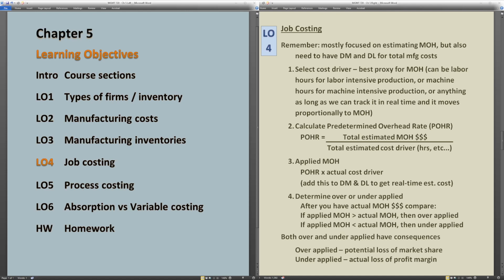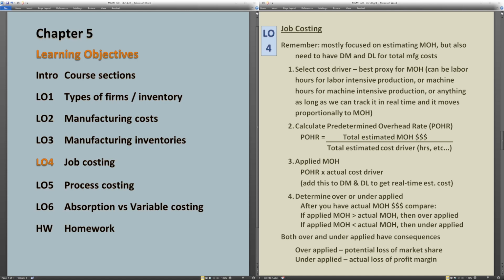And remember, direct materials and direct labor are fairly easy to trace, and so we know those in a timely fashion. Most of our work is going to be focused on estimating the manufacturing overhead, because some parts of manufacturing overhead come in later, such as insurance expense or depreciation or other things like that. We may not know those for many months after we need to know the total cost to be able to sell it. So our job costing method is going to be focused mostly on estimating manufacturing overhead.